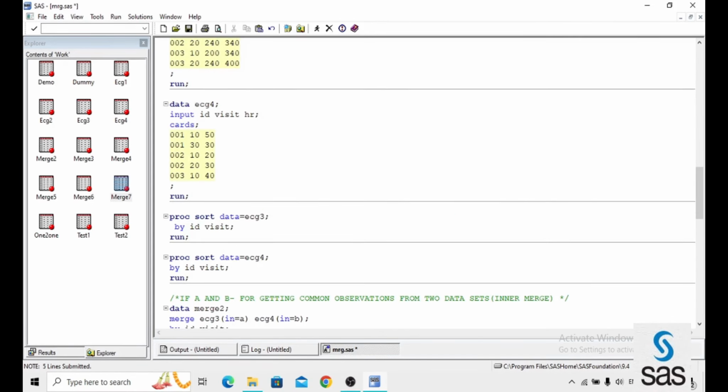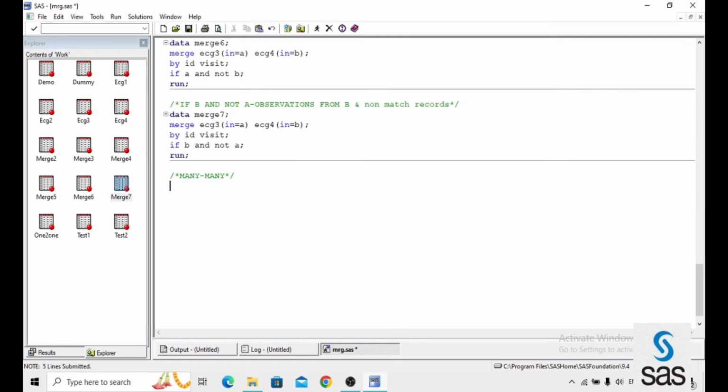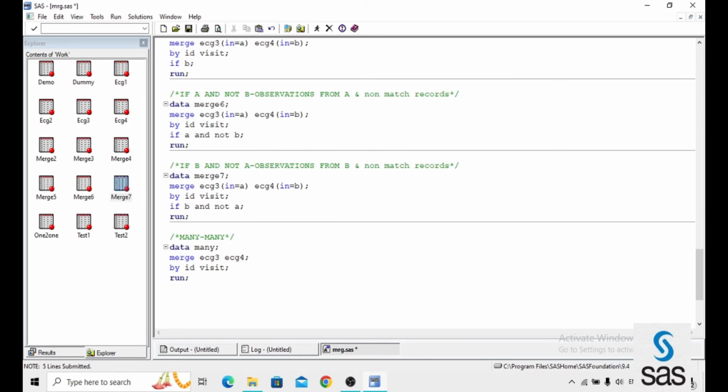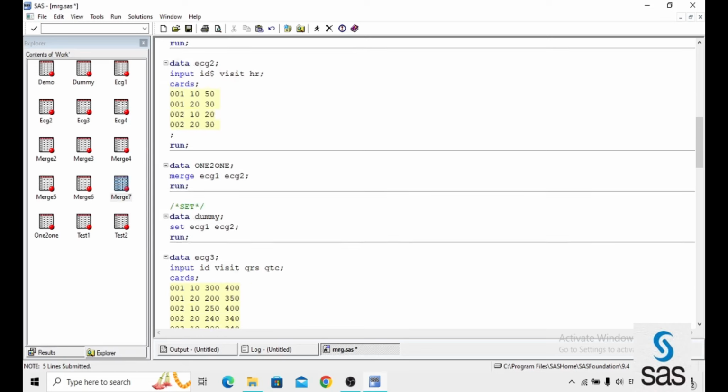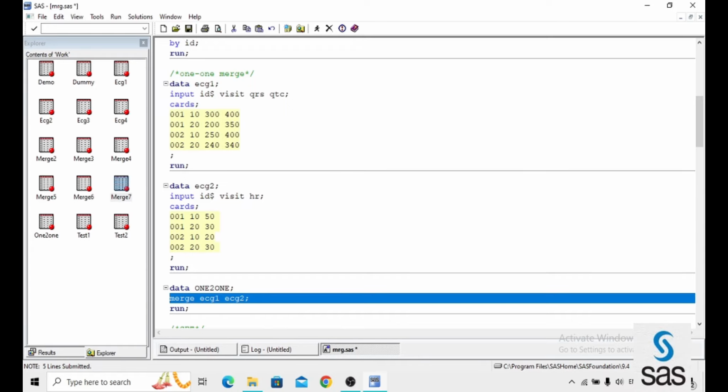And the next one, many to many. In the first one we explained 1 to 1, which means each and every observation is the same in the common variable. Now many to many. I named the dataset many, merge ECG3 and ECG4 by ID and visit, and run. Here I am not using any if A or if B. In 1 to 1 also we are not using any if A or if B; we are just writing a merge. This is one situation, 1 to 1.